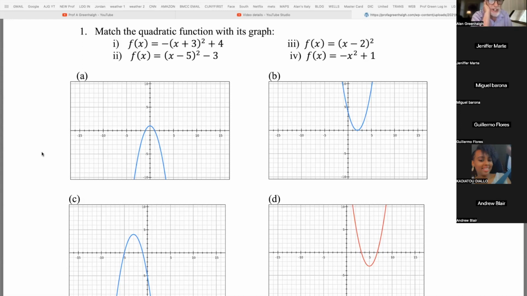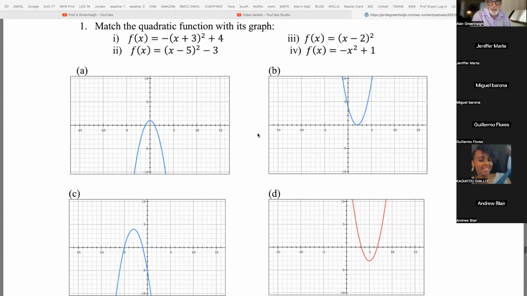So the question says, match the quadratic function with the graph. In other words, you're given 4 quadratic functions. I've always liked this problem. You're given 4 quadratic functions and 4 graphs, and you have to match the graph to the quadratic function. Now, the way I would do this is I would first identify the functions that have a negative number, namely the one right up here, number 1, and the one down here, number 4.